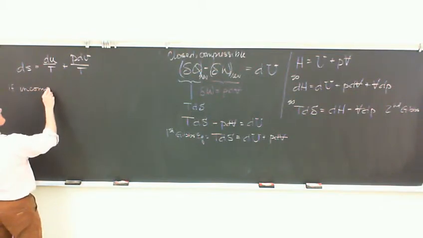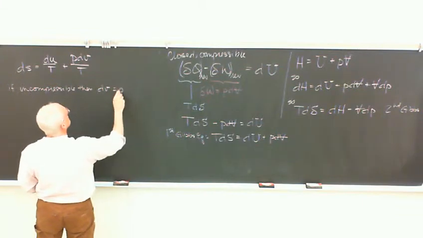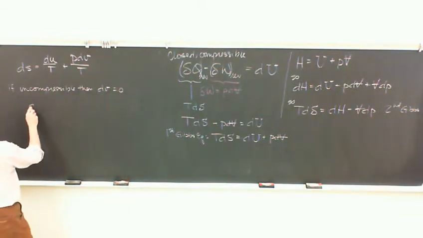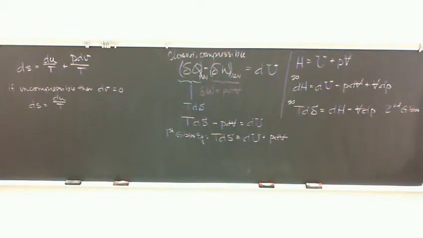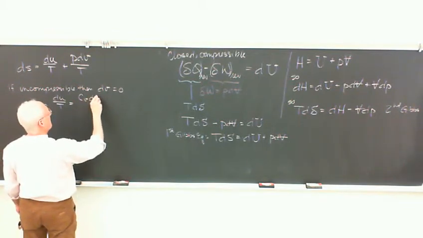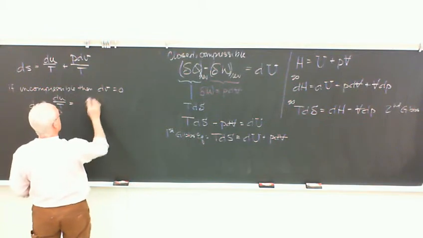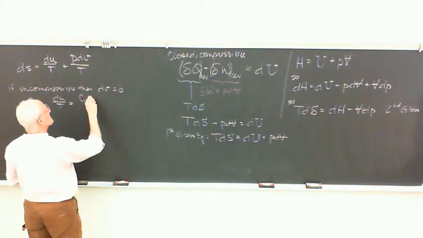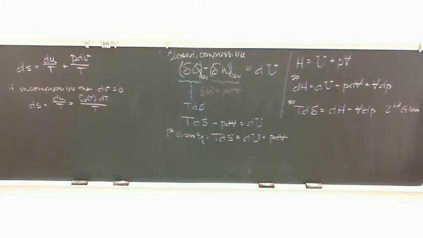If the fluid is incompressible, then of course dV is zero. We get dU over T, and we know that that can be related to the specific heat. Oh, what I need to put in here is a reminder for us that the specific heat is a function of T. So that doesn't mean times T, that means C sub V is a function of T. And that we can integrate.